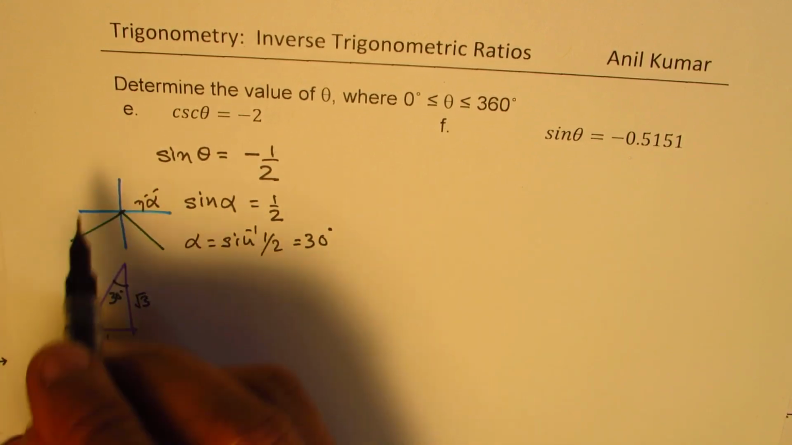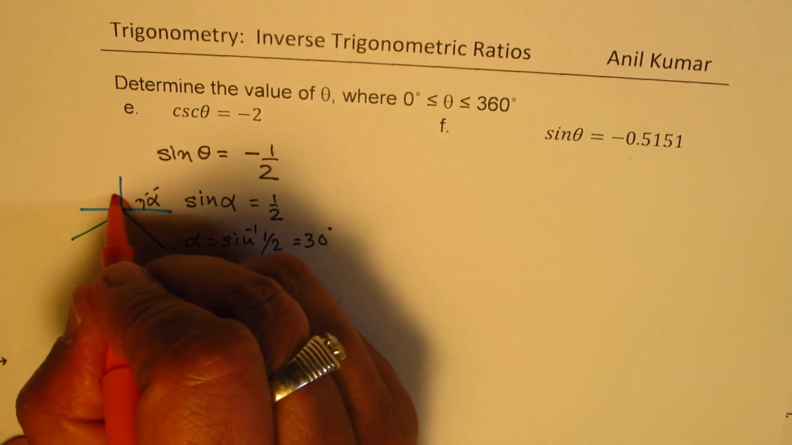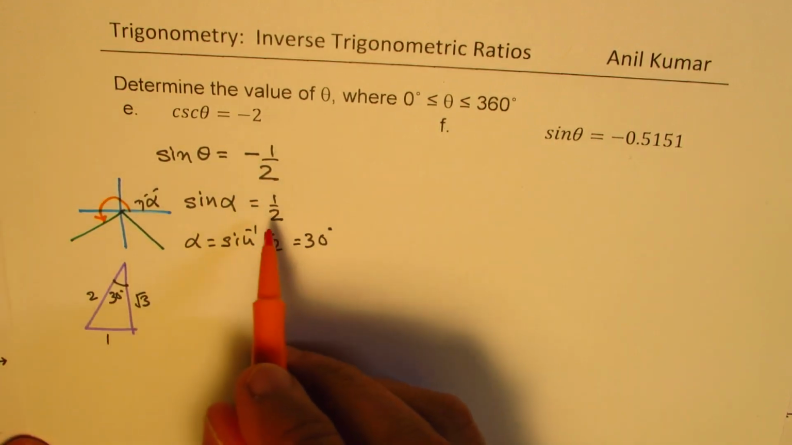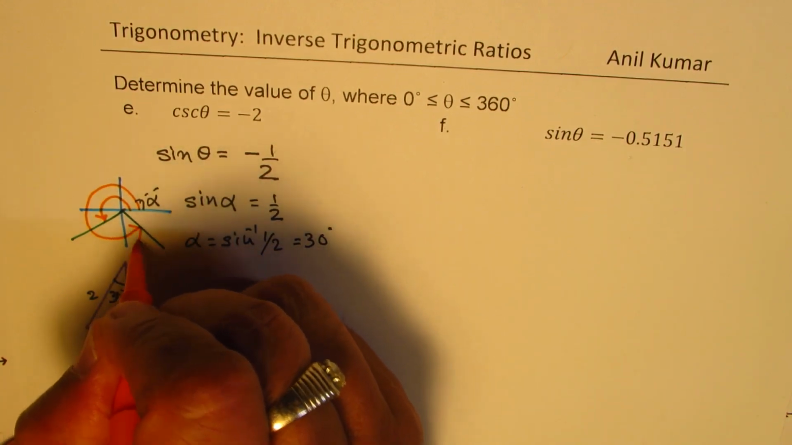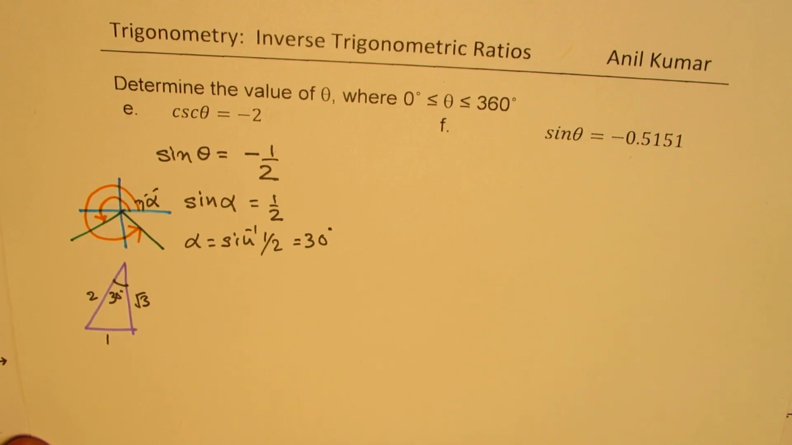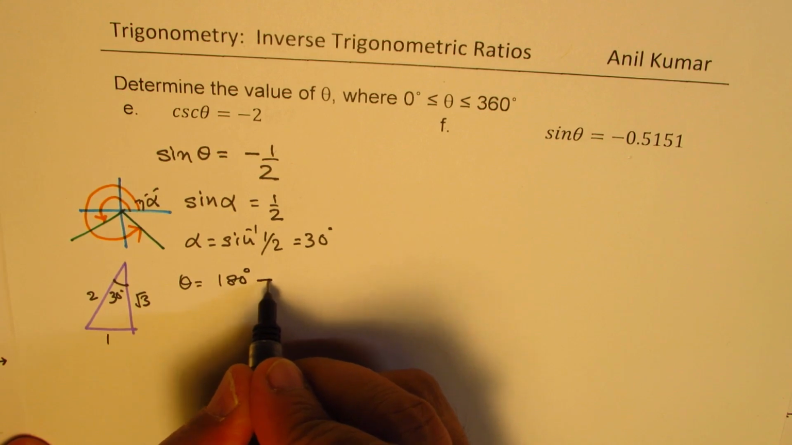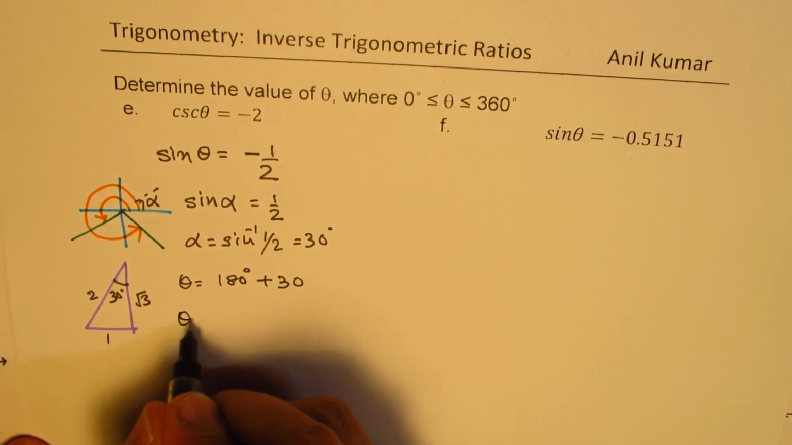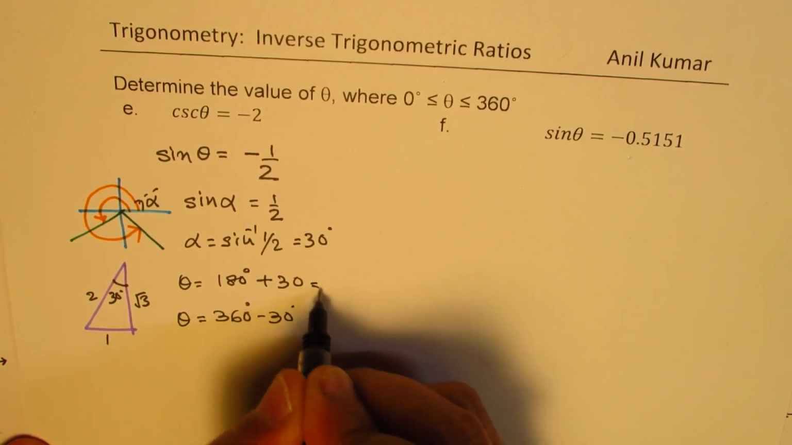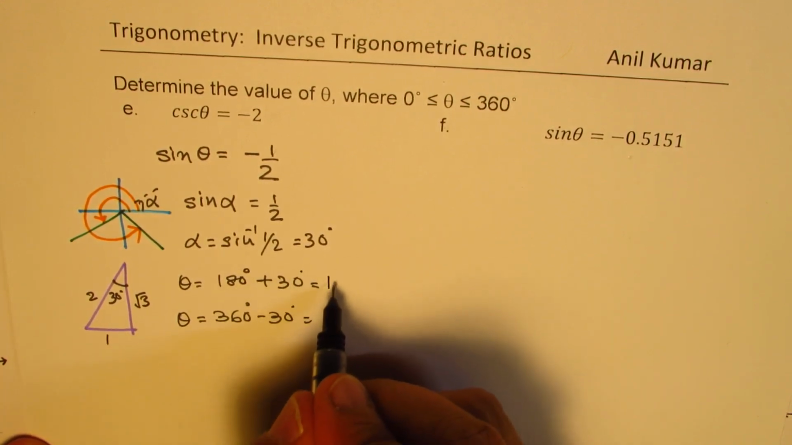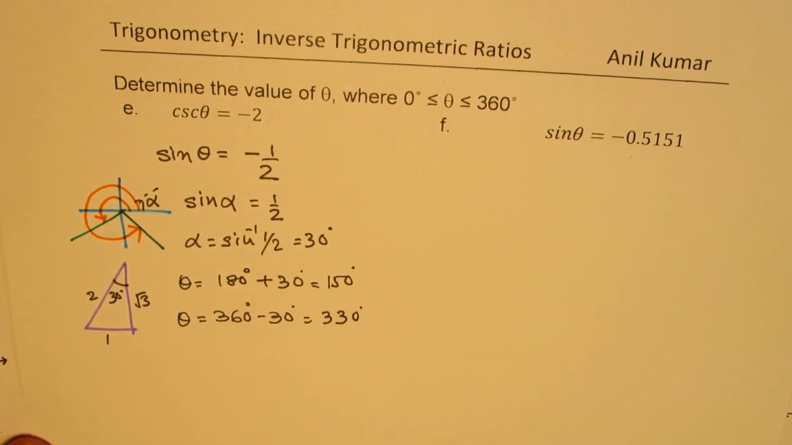Now, how about theta? So we're looking into two angles now. In quadrant 3, theta will be 180 plus 30 degrees, and in quadrant 4 it will be 360 minus 30 degrees. Clear? So we get theta equals 180 degrees plus 30 degrees, and theta equals 360 degrees minus 30 degrees. Is that clear to you? So that is how we are going to find two solutions for this particular question.